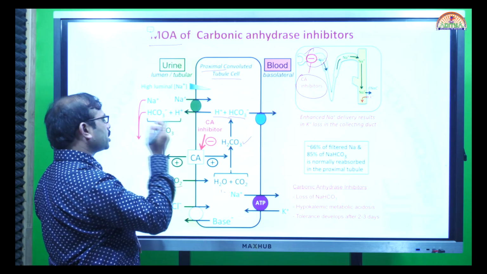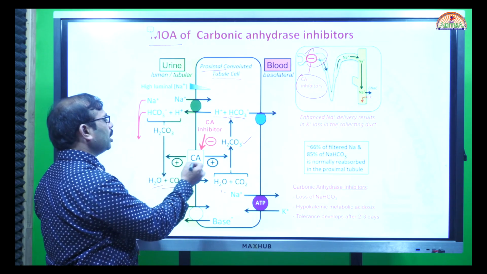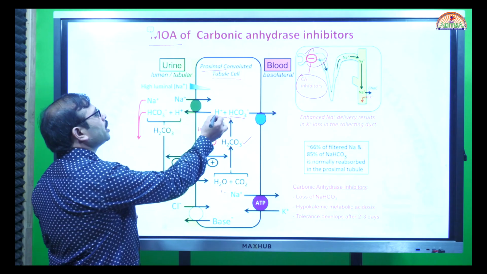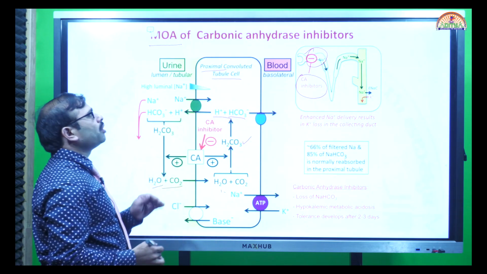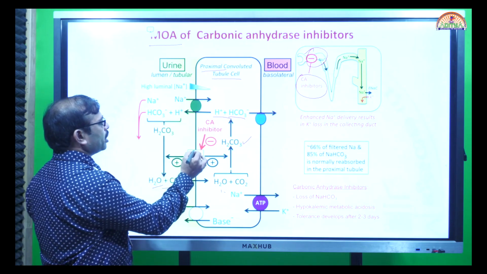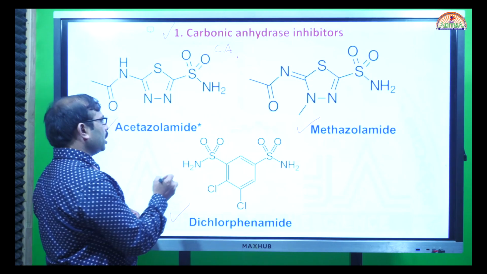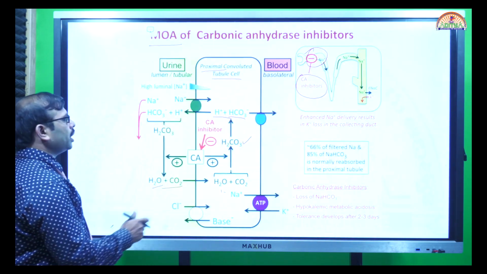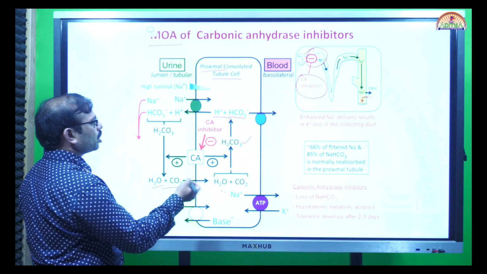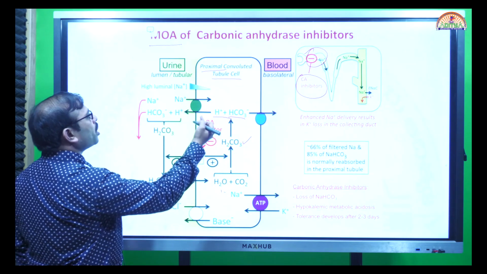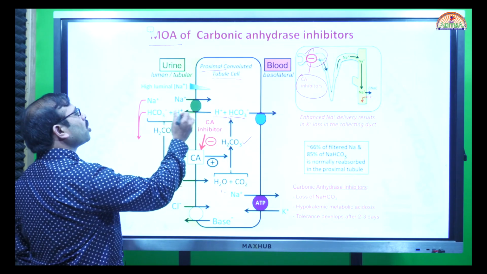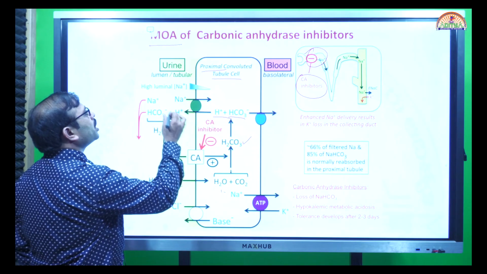So the carbonic anhydrase enzyme plays an important role in this area, the PCT, where the exchange of H plus ions takes place between the PCT and the urine. Basically, water and carbon dioxide are converted into carbonic acid, and the carbonic acid is again converted into H plus and bicarbonate, and the H plus is in exchange with sodium ions.